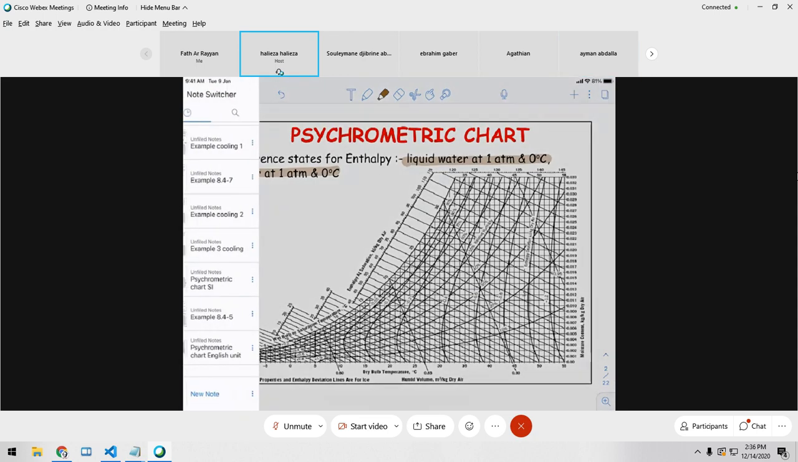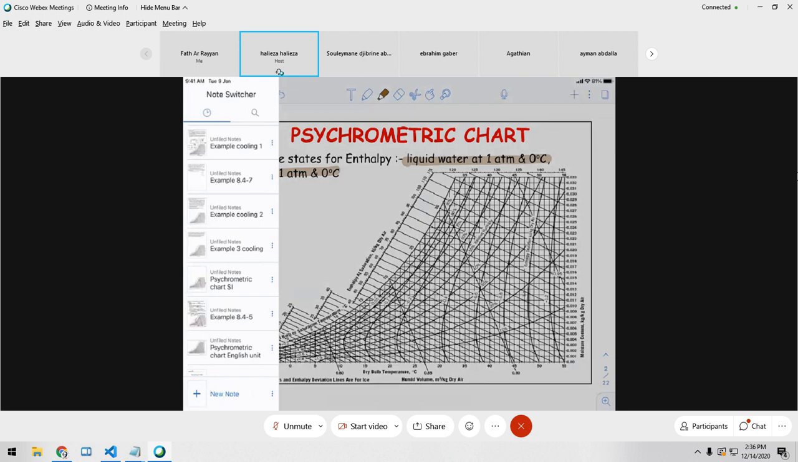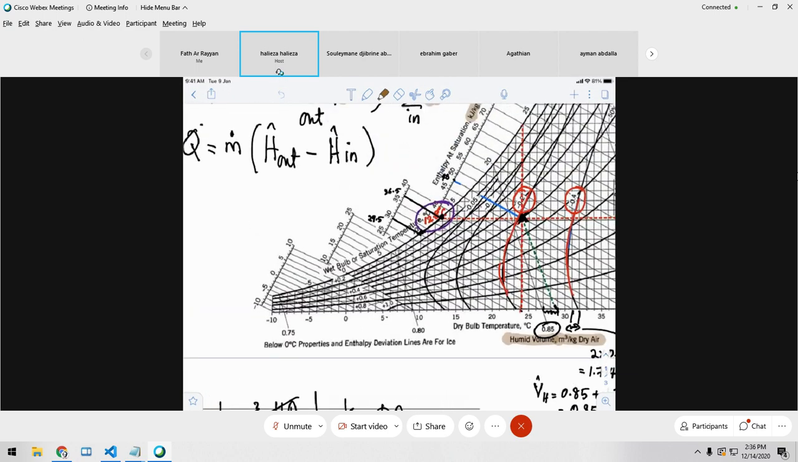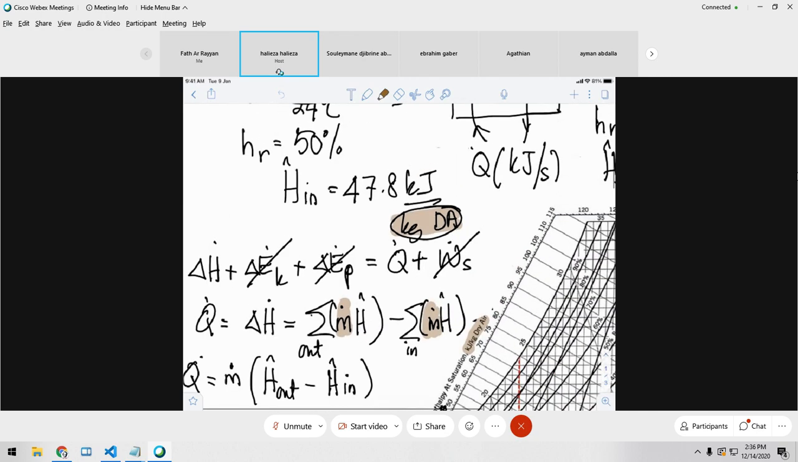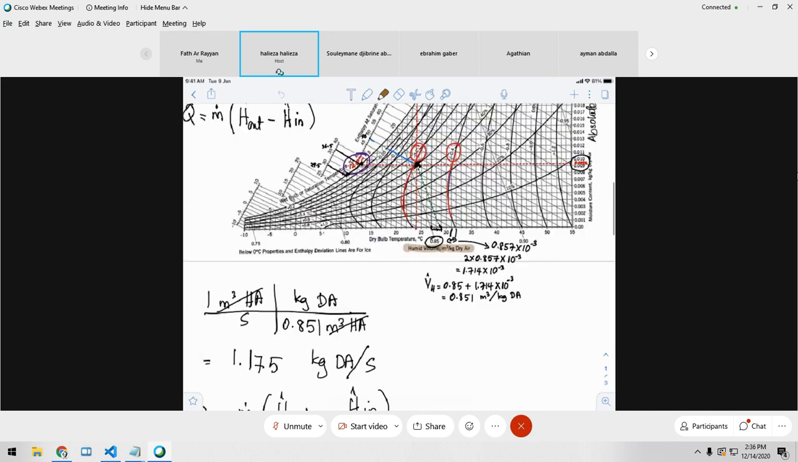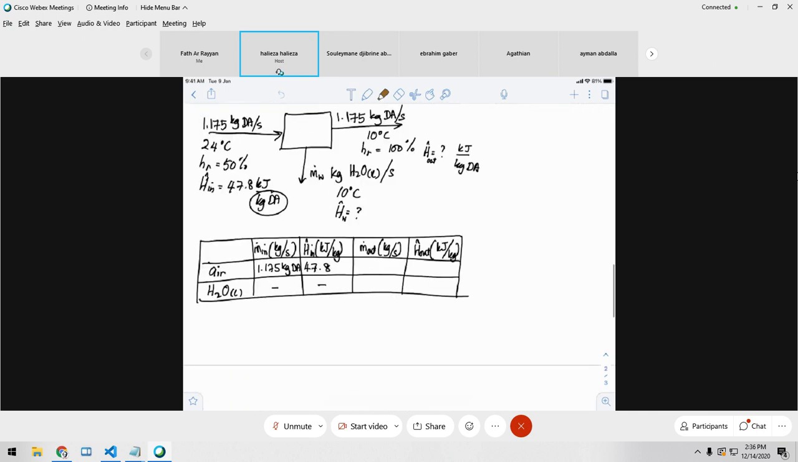So now let's go back to our example. The enthalpy that we get here for the inlet and outlet is already inclusive of the water vapor. So you don't have to find it for the water vapor. It's already inclusive. So that is the enthalpy for the humid air, it's just that the unit itself is per kilogram of dry air. So I'm not going to write it down because it's understood.